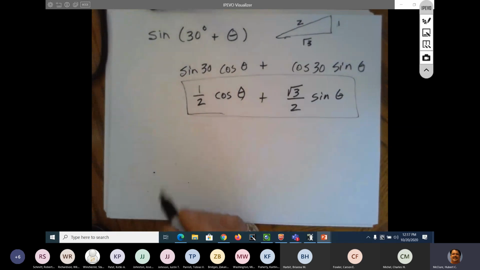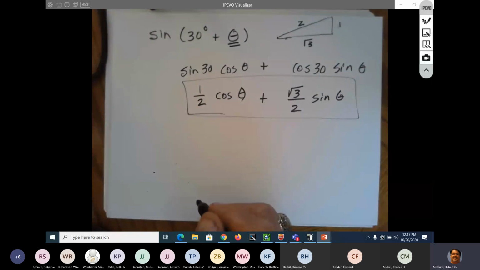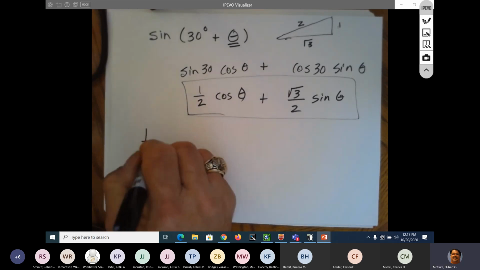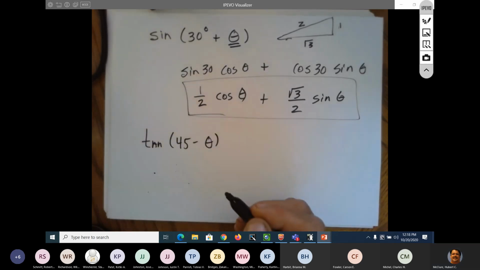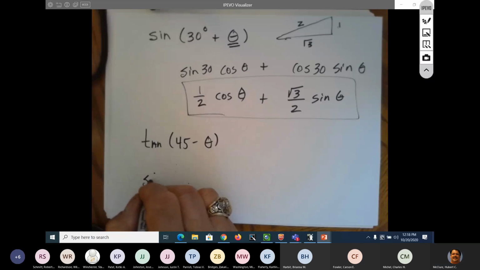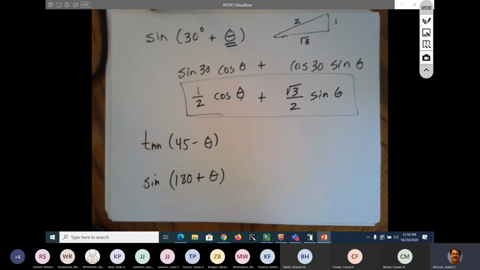So again, when you're given a variable, you can't do anything with a variable. All you can do is plug it in and simplify. Same thing, I'll give you 2 more examples. Tangent of 45 minus theta, or the sine of 180 plus theta. There's 2 more examples right there that you should be able to do. And the only thing you'll be able to do is simplify it.